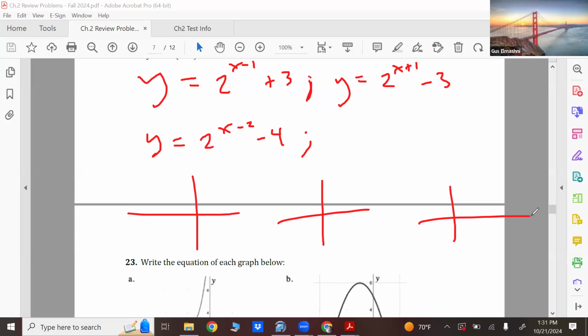What do I mean by giving a reason? Why would you pick that? Like you'd pick that because it shifted 3 down, or it shifted 1. You would just give a reason, just a few words.